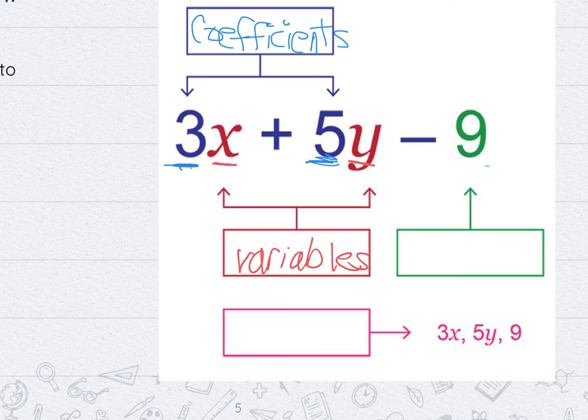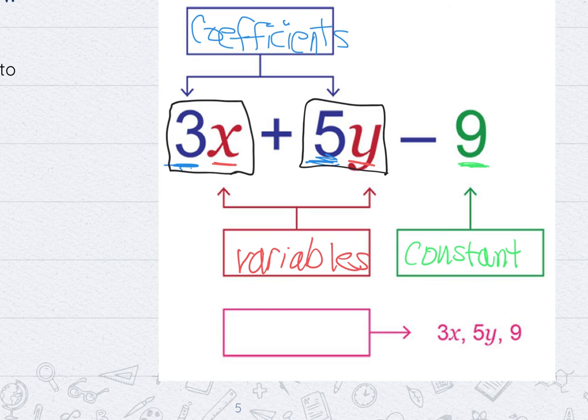We also have this nice little number 9 over here, and that is a constant. We call it a constant because it does not vary. It stays the same. 9 will be 9, will be 9, will be 9, always in this expression. As opposed to the term 3x, the term 5y, the term 9, 3x can change depending on what x equals. 5y will change depending on what y equals.